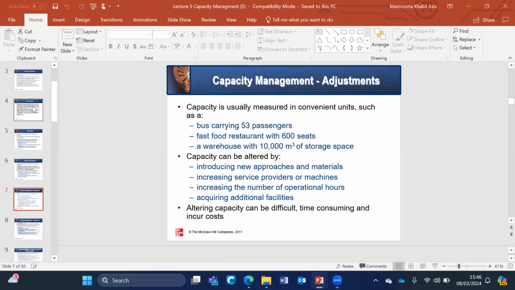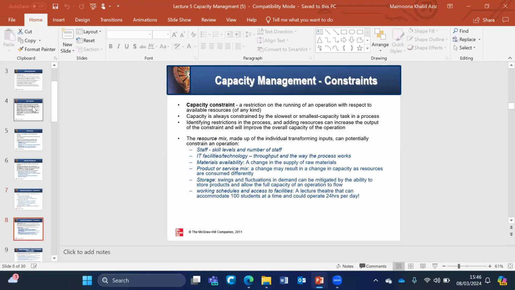Now, each business looks at capacity in a different way. For example, a bus's capacity is how many customers it can carry. A fast food restaurant's capacity is how many people it can seat. Capacity can be changed by introducing new approaches, by increasing the service providers or machines, increasing the number of operational hours, or acquiring additional facilities. Changing capacity can be very difficult and time consuming, and it will incur some cost.